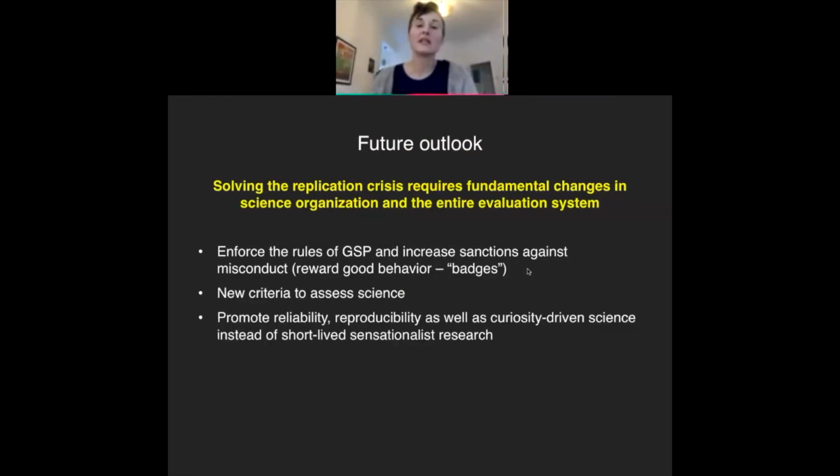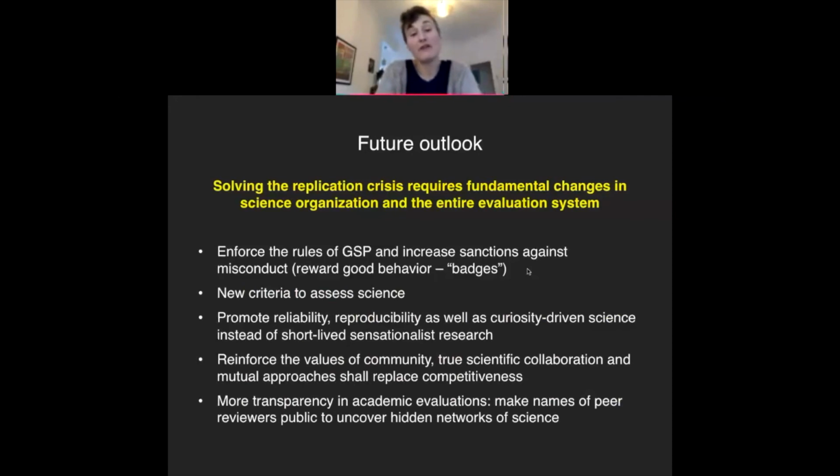We also need new criteria to assess science. Some of this would be to promote reliability and reproducibility, as well as curiosity-driven science, instead of short-lived sensationalist research. I think this new format of papers, registered reports, is trying to work in this direction. We also need to reinforce the values of community and true scientific collaboration, and reduce this enormous competitiveness. There's enormous pressure on scientists that is really driving them to engage in questionable research practices, fraud and fabrication. This has to change from within, to have more mutual approaches.